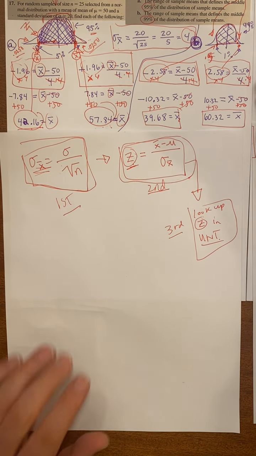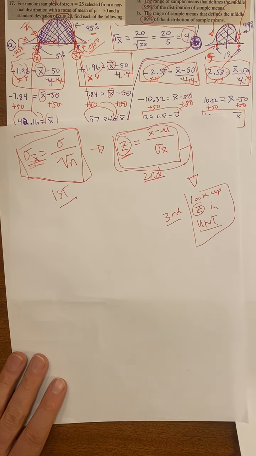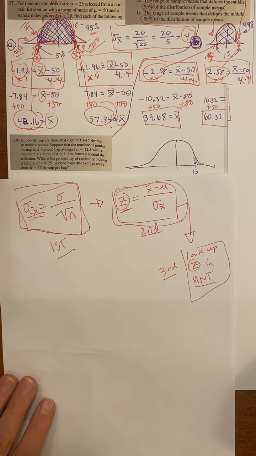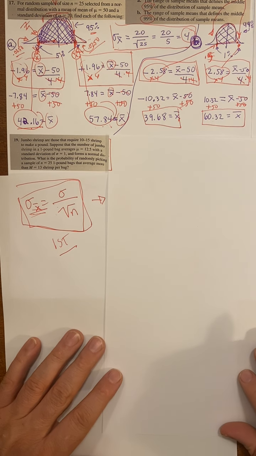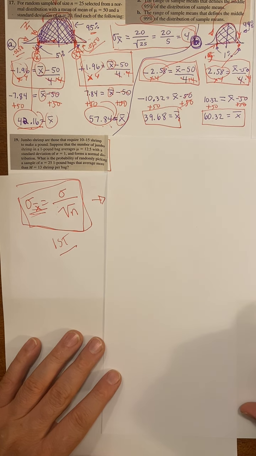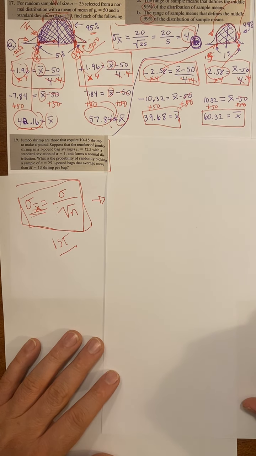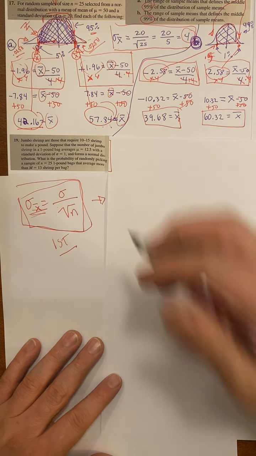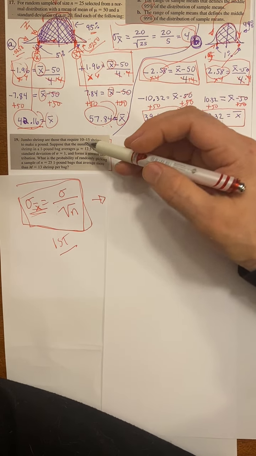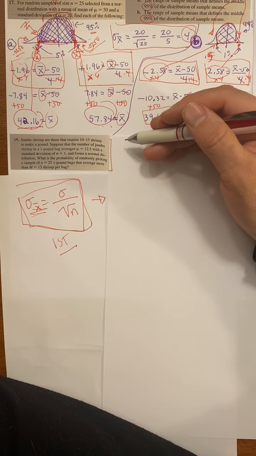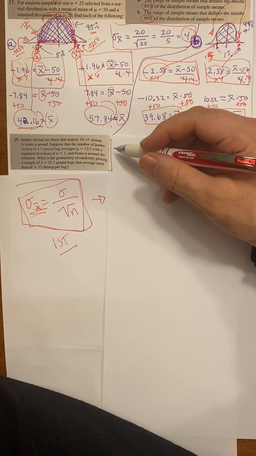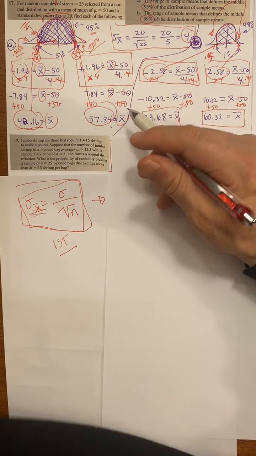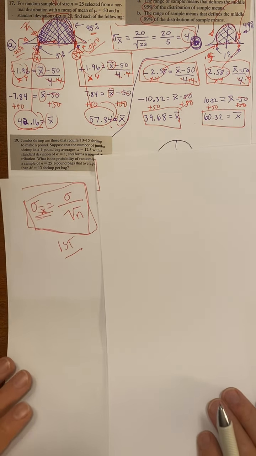Okay, so moving on to problem number 19. Now we're saying jumbo shrimp are those that require 10 to 15 shrimp to make a pound. Suppose that the number of jumbo shrimp in a 1 pound bag average a population mean of 12.5 with a standard deviation of 1 and forms a normal distribution. What is the probability of randomly picking a sample of n equals 25 1-pound bags that average more than a sample mean of 13 shrimp per bag?